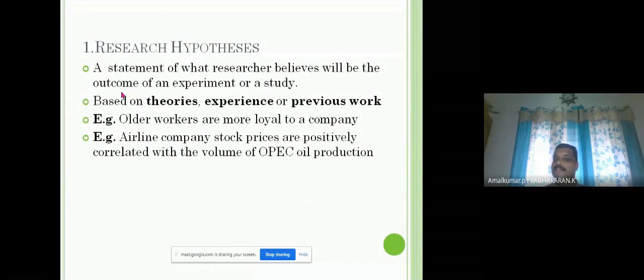And the second one is the airline company. The stock prices are positively correlated with the volume of OPEC oil production. If OPEC oil production is increasing, this will positively affect the stock prices of the airline company. That is another belief or assumption formulated by the researcher, again based on theories, experience, or previous work. That is called the research hypothesis, an important one in social science research. It is a statement of what the researcher believes will be the outcome of an experiment after conducting the study.